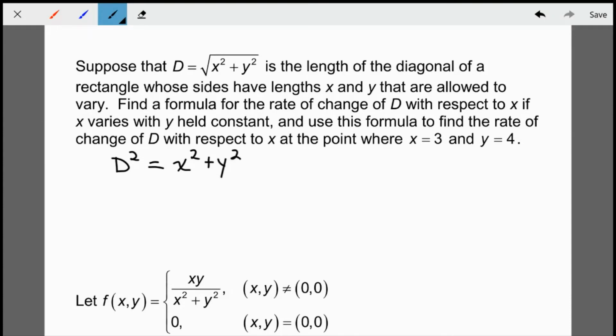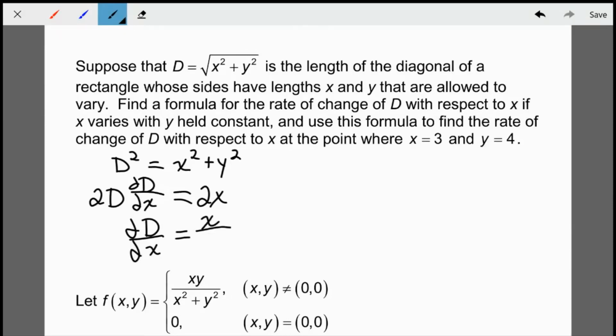Now, we're taking the derivative with respect to x. So when you go through and you take that derivative, it's just like when we did implicit differentiation in two-dimensional calculus. We can take the derivative here implicitly. So on the left side, I'm going to get 2d times del d del x. Remember, we're taking the derivative with respect to x. On the right side, I'm going to get 2x. And in the end here, my rate of change of the length of that diagonal with respect to a change in x is going to be equal to x over d.